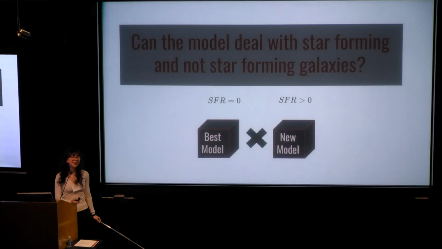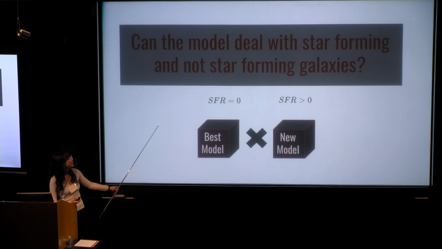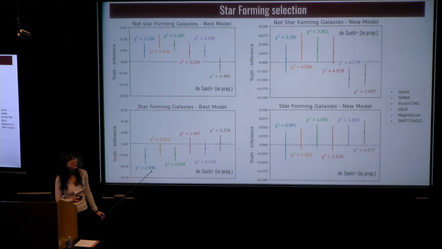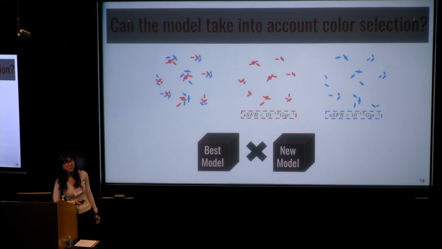Okay, but we don't have only these. We have much more. For instance, we can split populations of galaxies into star-forming galaxies or those that are not star-forming. So one more time, we can do this split and take a look and see that our model can handle this, but it's better when we are using the new models, trained already on catalogs with these selections. And then, okay, we can split the galaxies into blue or red galaxies.